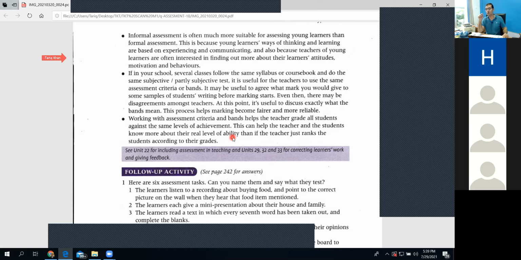The student also can assess why their marks are deducted, why they are penalized for particular mistakes. When there is no criteria, then it depends on the will and wish of each teacher how to give the marks. So that's what they are telling. There should be an assessment criteria. So that's it for today.